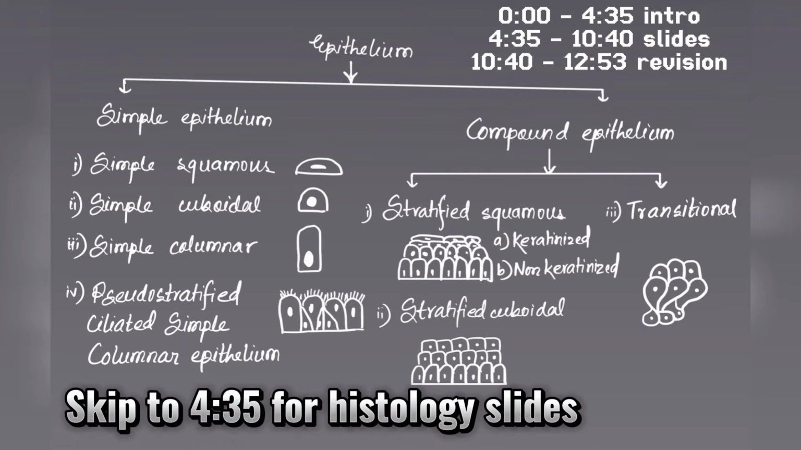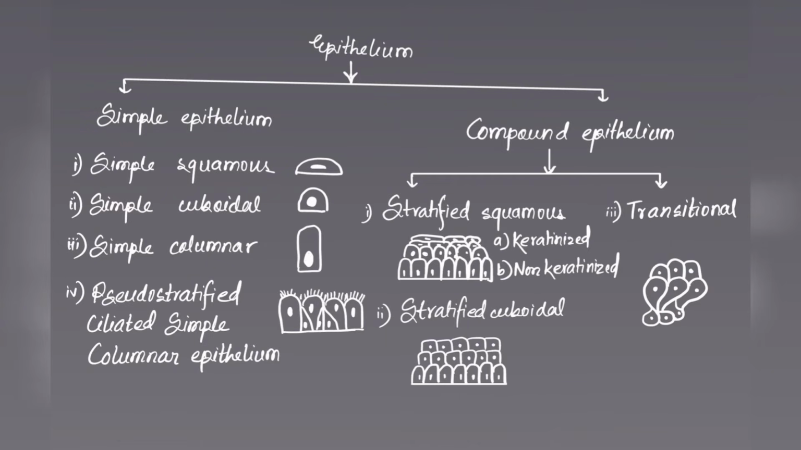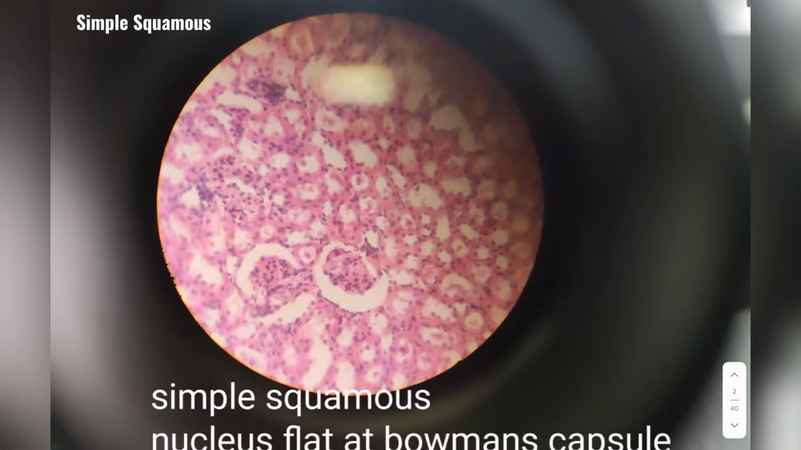Then finally, there's your transitional epithelium. In transitional epithelium, cells are arranged in multiple layers. However, these cells don't have a fixed shape like squamous, cuboidal or columnar. But what you can see is that the cells at the base are round. The cells in the middle are pear-shaped. And the cells at the top are dome-shaped. So that's your transitional epithelium. Now let's look at the microscopic features of each of them.